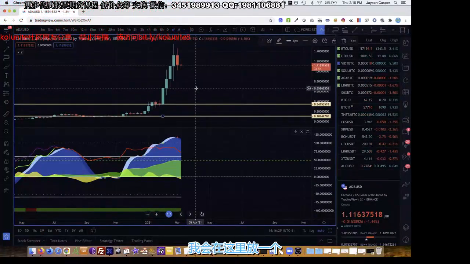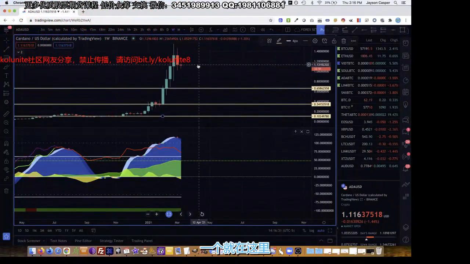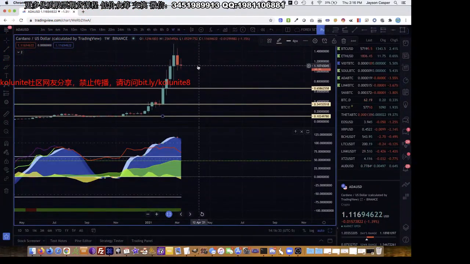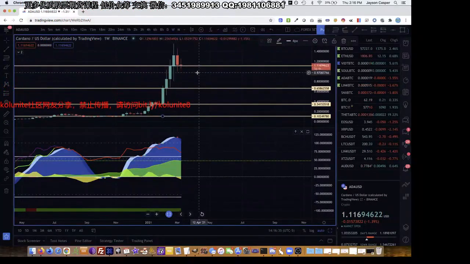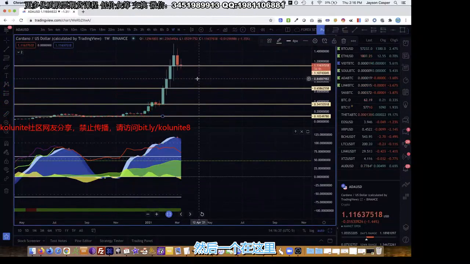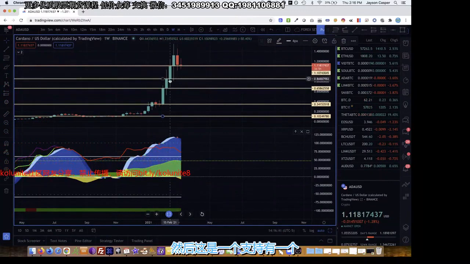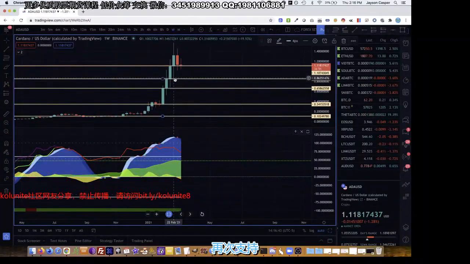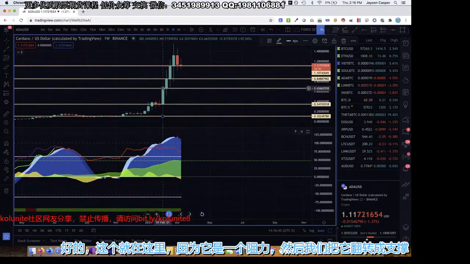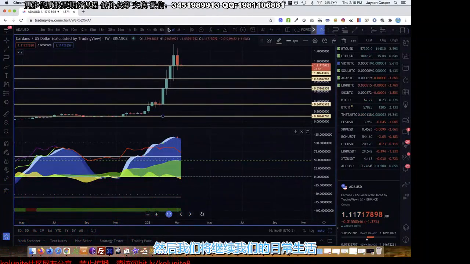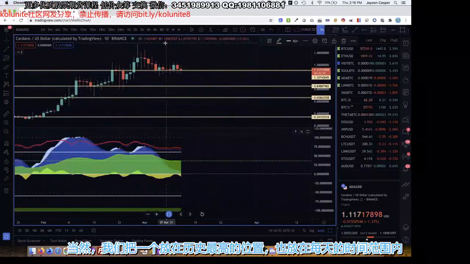I would put one here. Definitely put one right here. And then one right here. The reason for this one here is because it was a resistance, then it was a support, then it was a support again. Okay, and this one right here, because it was a resistance, then we flipped it into support. Oh, and of course we put one at our all-time high as well.